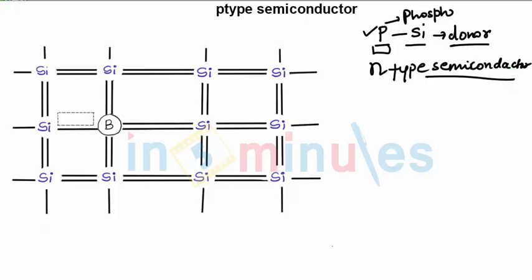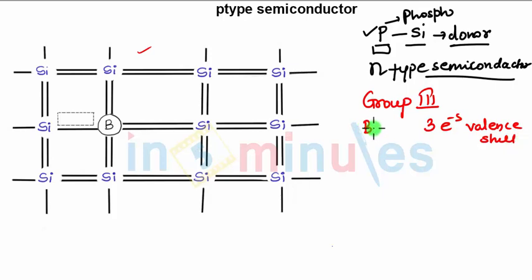Now when you look at this diagram, what you can see is a group 3 element. What do you mean by a group 3 element? An element which contains 3 electrons in the valence shell. So here we are using a group 3 element, boron, in the structure. When a group 3 impurity is added to the silicon structure, we are adding impurity. What is the process of adding impurity called? It is doping. When you add impurity to a crystal structure, it is called doping.